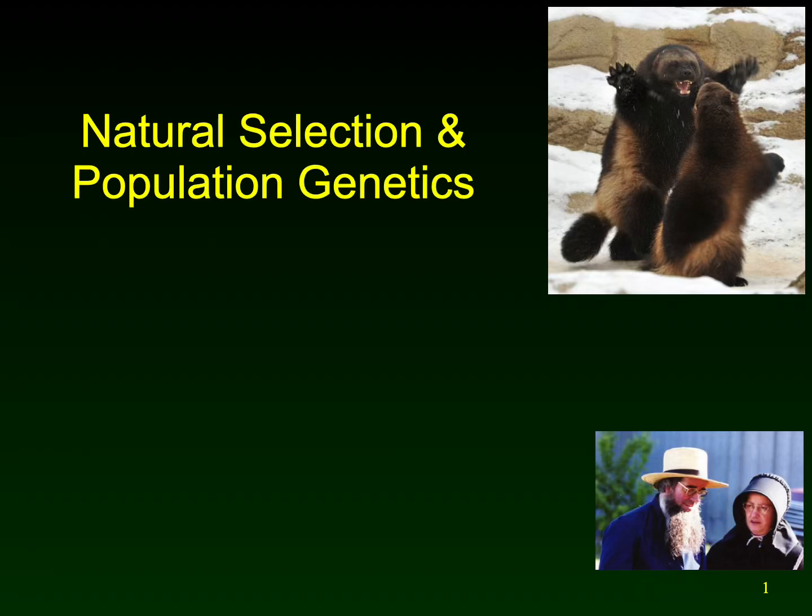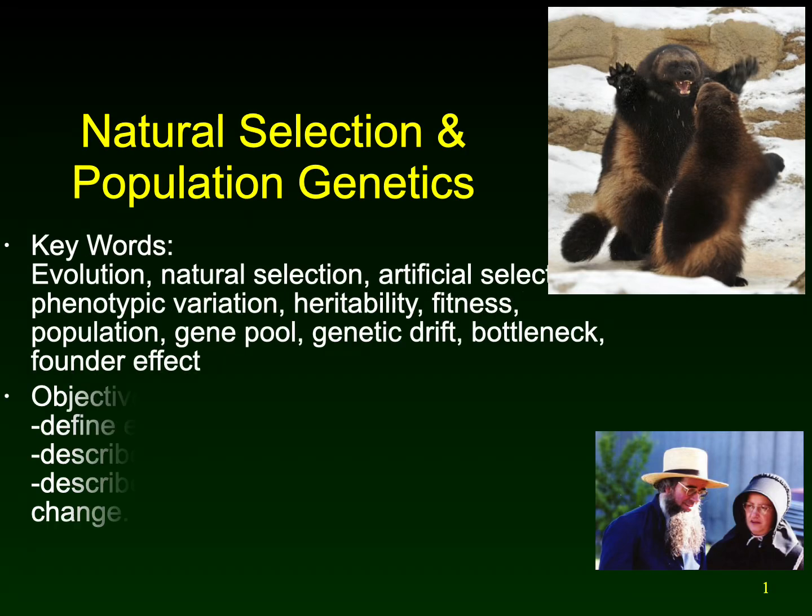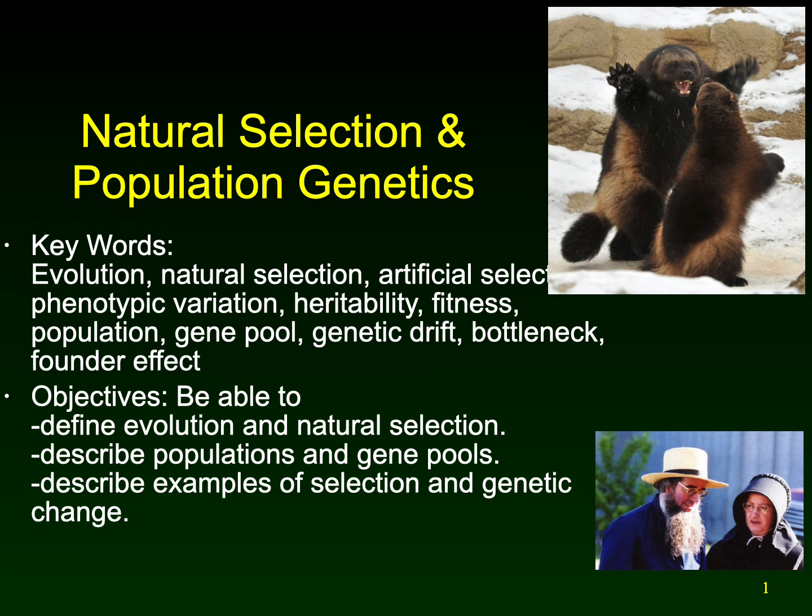All right, I have a lot of slides here, so I'm going to go kind of fast, and you can always stop and replay things. We're going to really talk about how evolution occurs, a little bit more about the history of the idea. I'll describe some examples of evolution in populations. I'll talk about gene pools and genetic change over time.